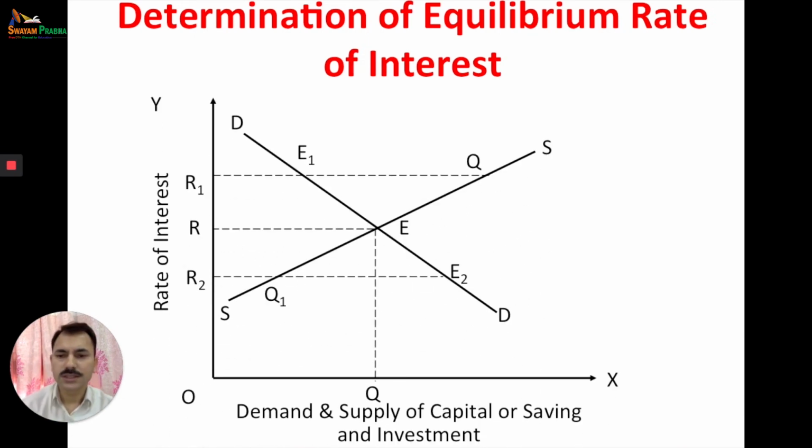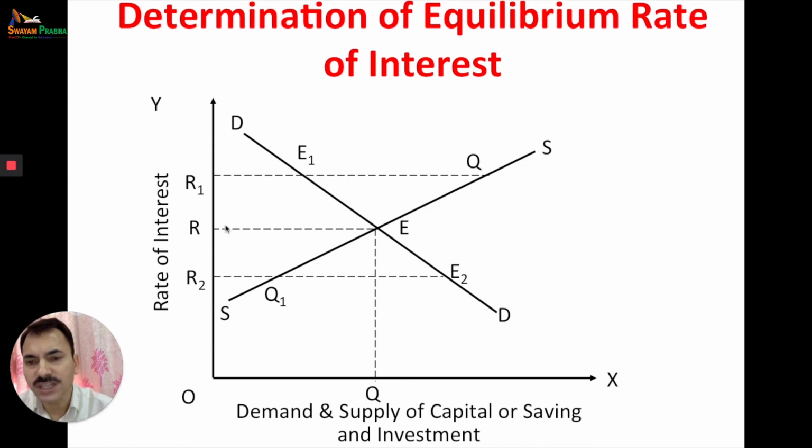Now, see, this is the x-axis. We have the demand for and supply of capital, and the y-axis is rate of interest. DD is the demand curve, SS is the supply curve. Now, the point where demand for capital intersects the supply of capital, this point is the equilibrium point. And here the rate of interest is OR and quantity demanded and supplied is OQ. It means this is the point where the rate of interest is determined.